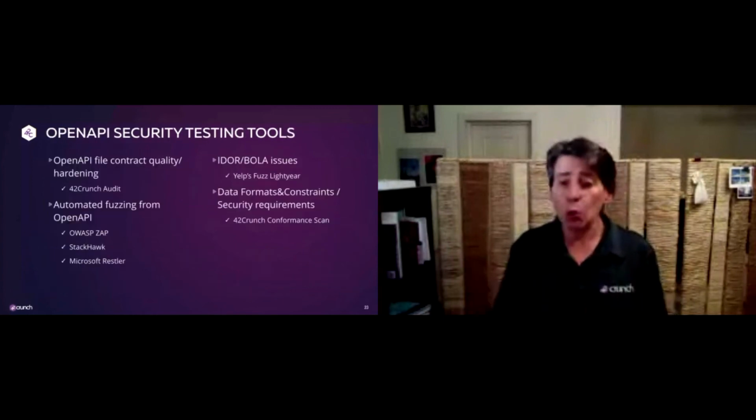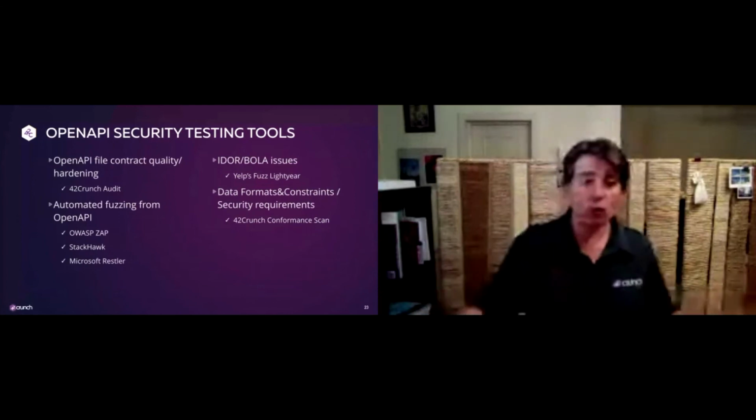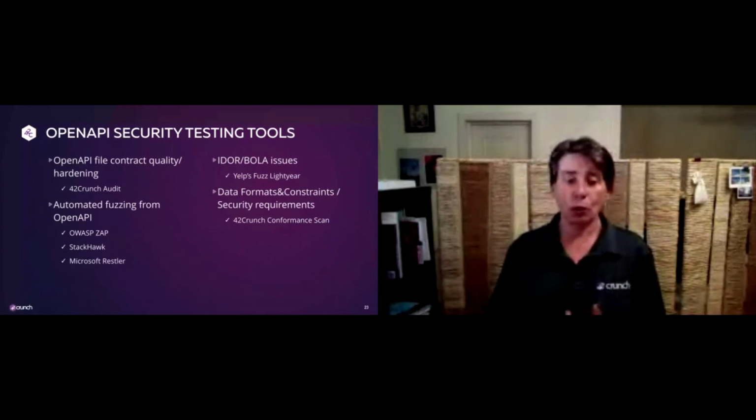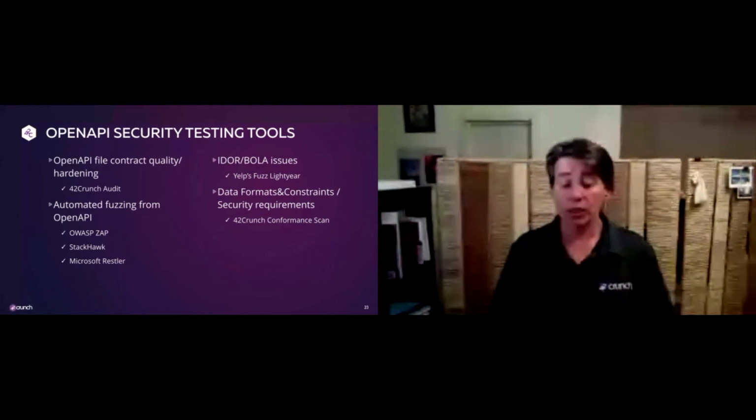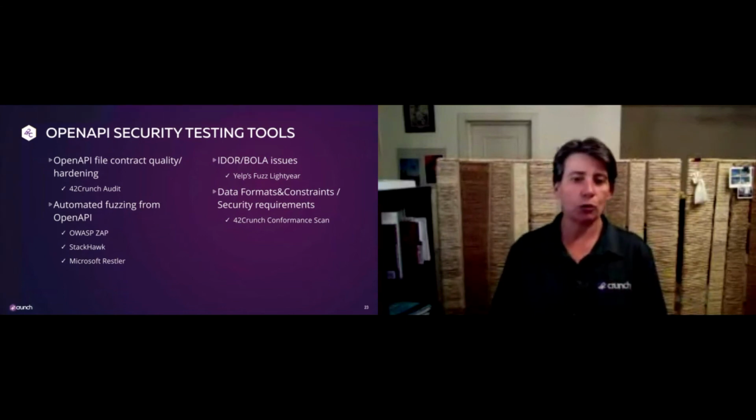So what kind of tools do we have at our disposal here? At 42Crunch, we have, first of all, a tool that allows you to audit this OpenAPI file quality and hardening. We call it Audit. You can go and test it. I have a reference page at the bottom of this presentation where you can find a link on how to do that.